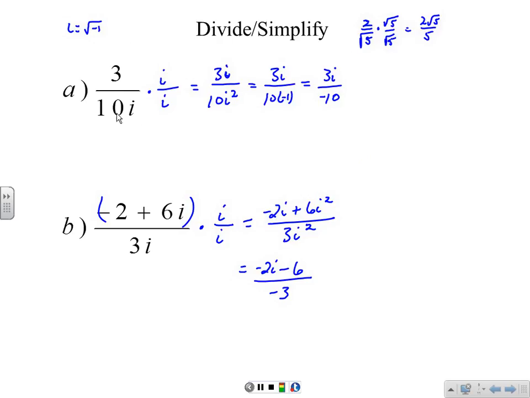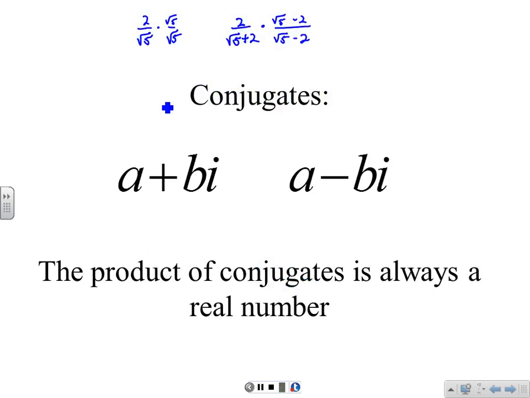So, same thing with your imaginary numbers. If you're dealing with just a monomial, all you have to do to get rid of the i is multiply the top and the bottom by i. But if you have a binomial, you have to multiply by the conjugate.